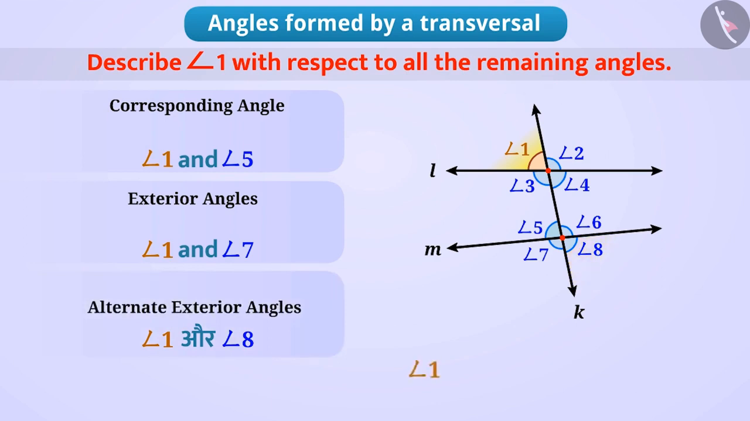Similarly, can you find out the relation between angle 1 and angle 6? Discuss with your friends and teacher and find out the answer to this and the reason behind it. Also, try to describe the other angles with respect to the remaining angles.